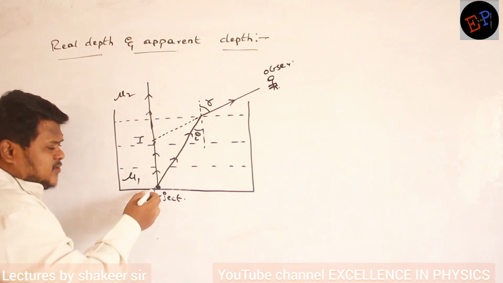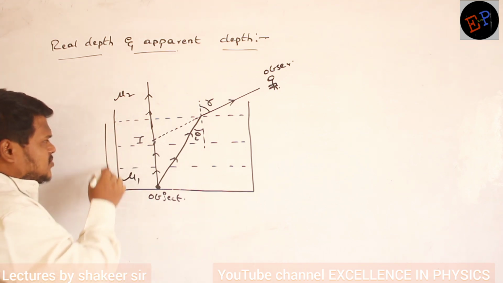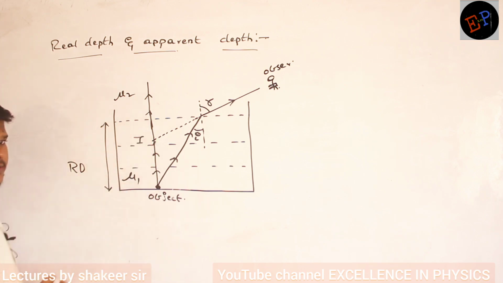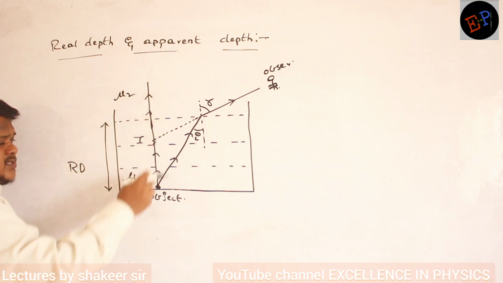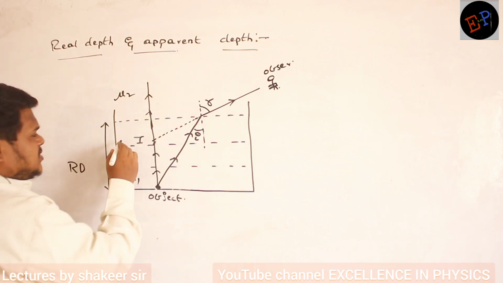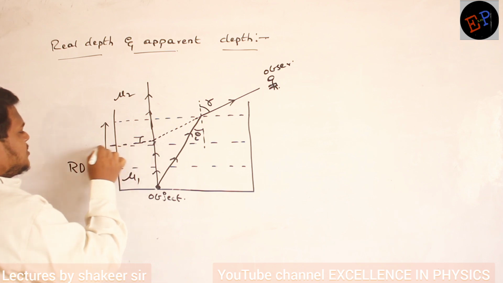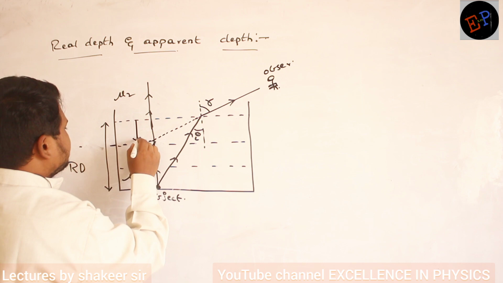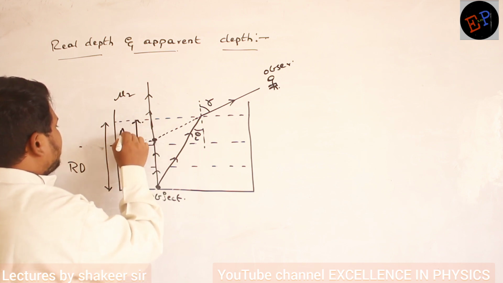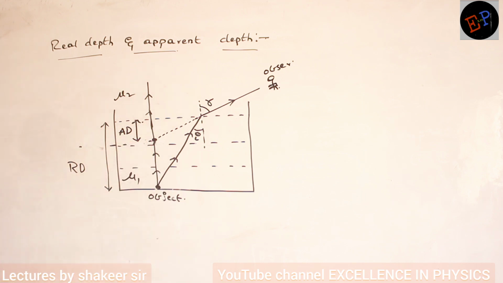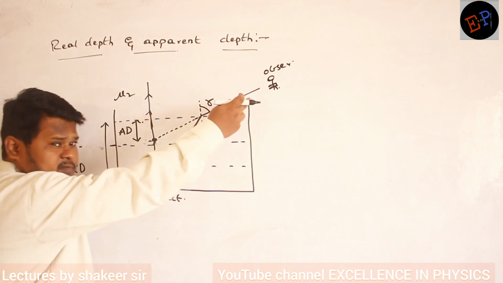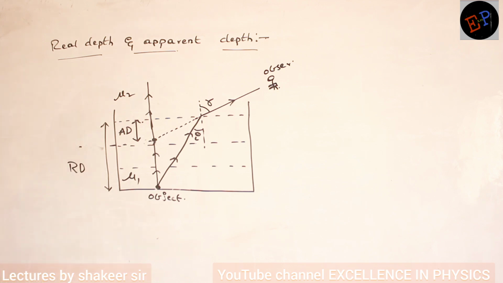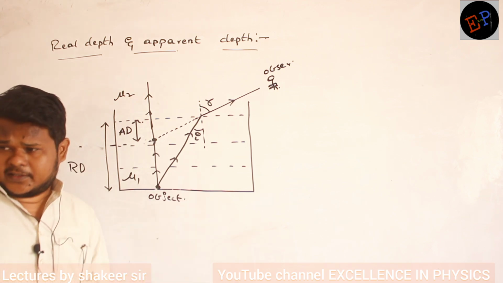Okay. So therefore, what is this height? This height is called real depth, the actual depth of the object inside the water. But that person is able to see this object at this position, no? So this height we can call apparent depth. What is meant by apparent depth? The depth seen by the observer is called apparent depth. Actual depth is called real depth. So that is the difference between real depth and apparent depth.